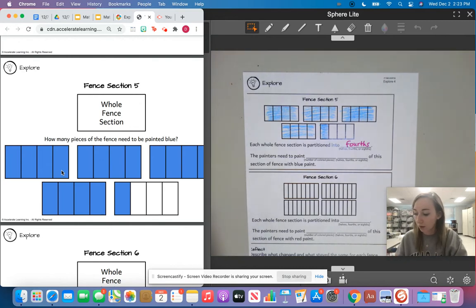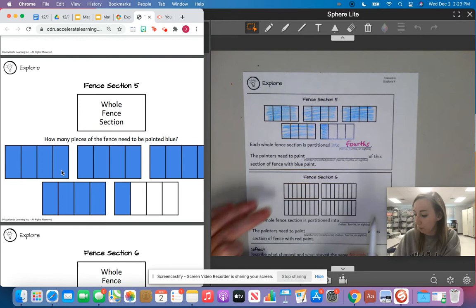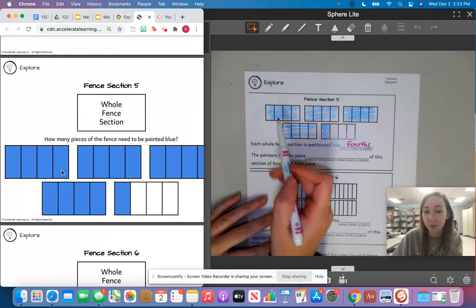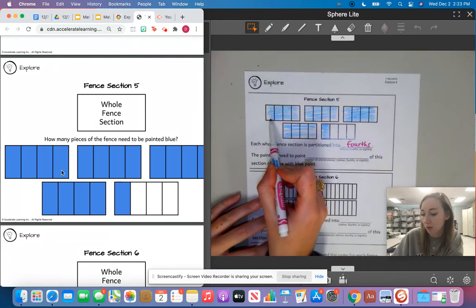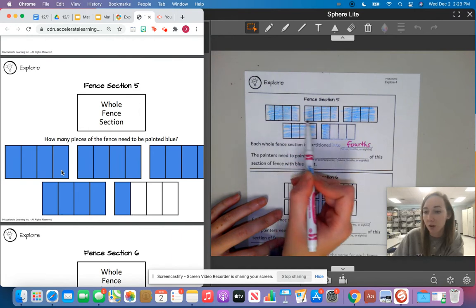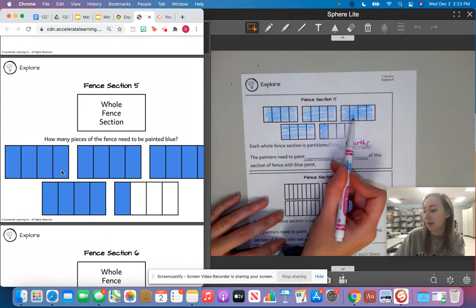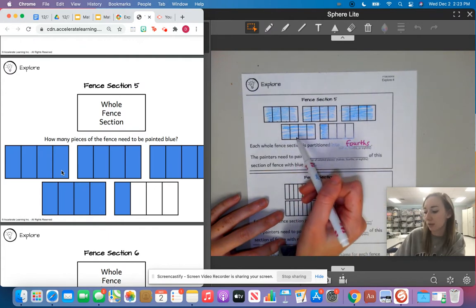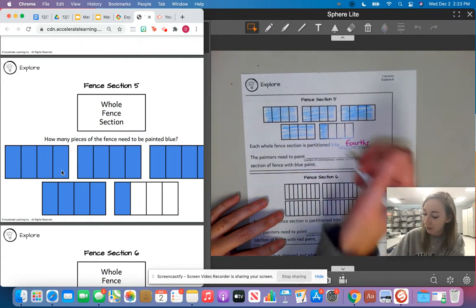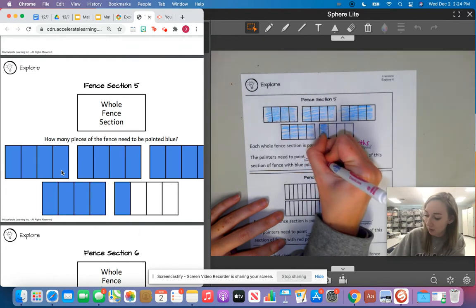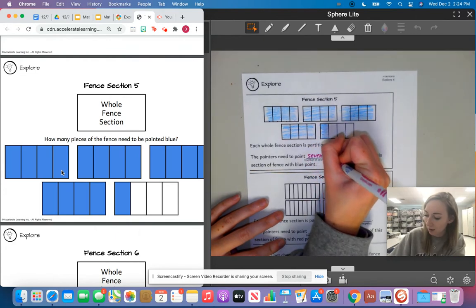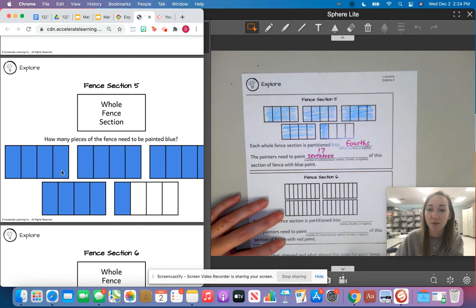So if we go and count, the painters need to paint what number of colored pieces? How many colored pieces do we see up here? We see 1, 2, 3, 4, 5, 6, 7, 8, 9, 10, 11, 12, 13, 14, 15, 16, 17. I'm going to write the number 17 above it.